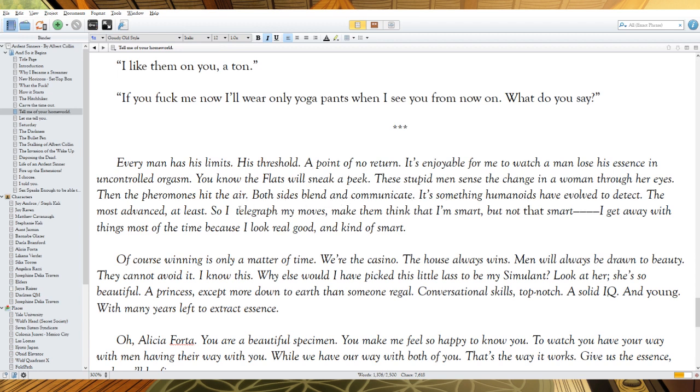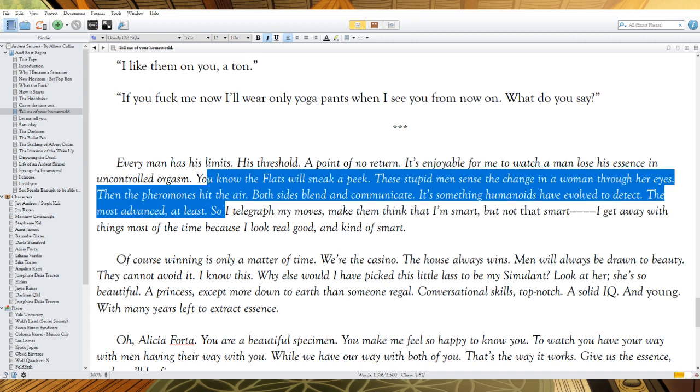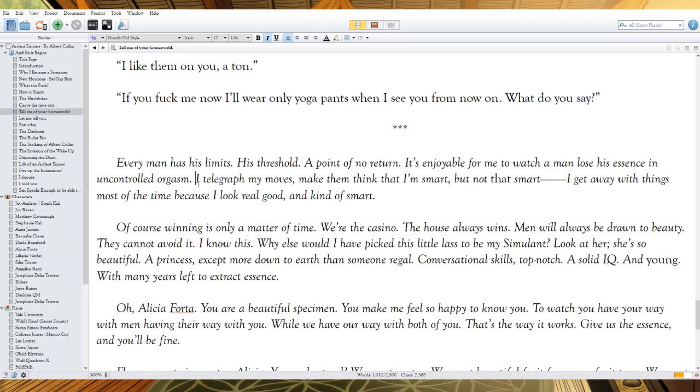So I telegraph my moves. I like this. Let's just go right over here. Let's go first. Let's see. I like this. I telegraph my moves, make them think that I'm smart, but not that smart. I get away with things most of the time because I look real good, because I look good, period.